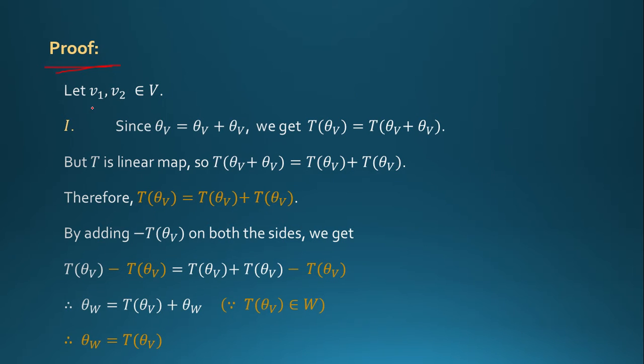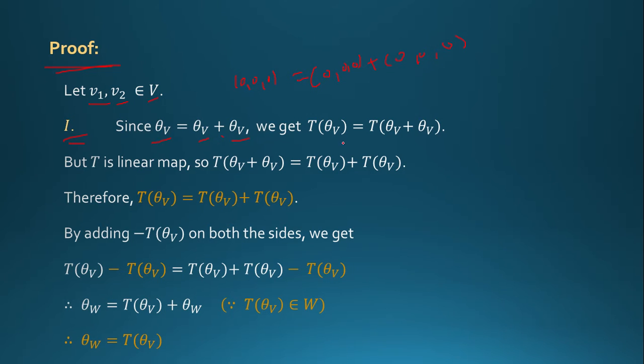Let two vectors v1, v2 belong to V. First proof, since 0 vector is equal to 0 vector plus 0 vector, કોઈ પણ 0 વેક્ટર હોય એને લખી શકાય. 0 વેક્ટર આપેલો આવે તો આપણે 3 ડાયમેન્શન માં તો એને લખી શકાય કે (0, 0, 0) is equal to (0, 0, 0) plus (0, 0, 0).